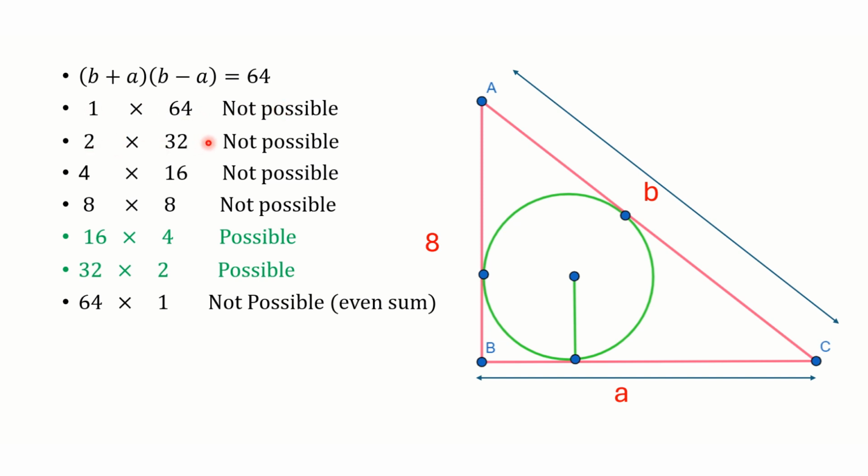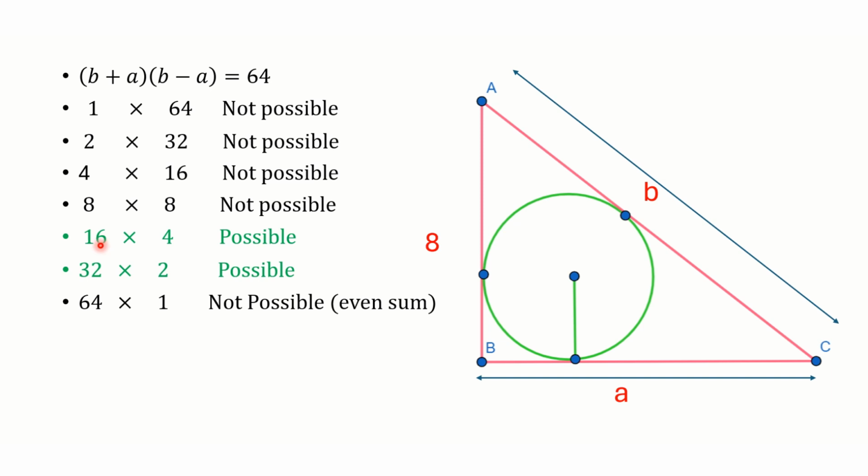Similarly, this is also not possible because sum is lesser than the difference, that is not possible. Sum is lesser than the difference, not possible. Sum is equal to difference, this is also not possible. So these four cases are not possible. But this one and this one, these two cases are possible.